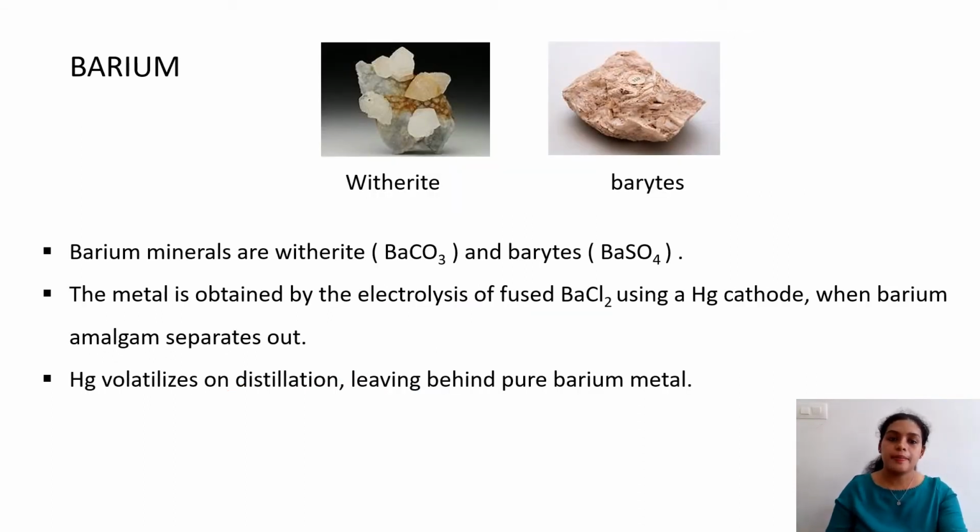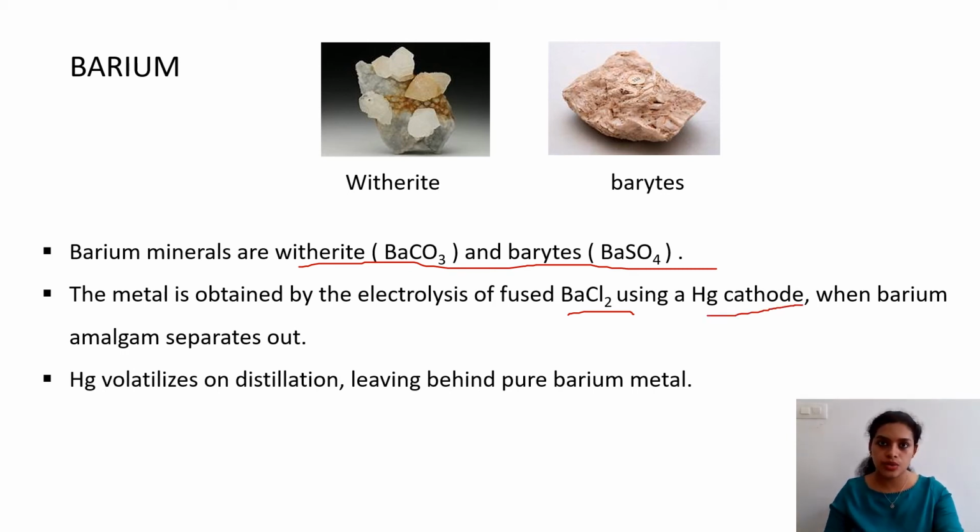Now barium. Barium, the main ores are witherite, which is barium carbonate, and barite, which is barium sulfate. But the metal is extracted from barium chloride. Okay, here there is a difference. A mercury cathode is used. Okay, in the previous examples, an iron cathode was used, but here a mercury cathode is used.